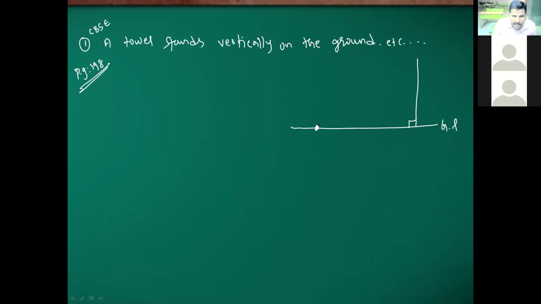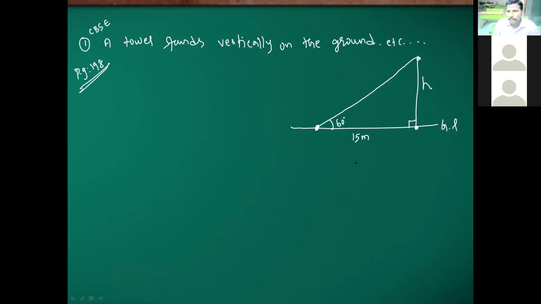So you take any point on the ground, which is 15 meter away from the foot of the tower. They said 15 meter away from the foot of the tower. The angle of elevation of the top of the tower is found to be 60 degree. From the point to the top of the tower, they said the angle of elevation is 60 degree. So give here 60 degree and draw the line. Find the height of the tower. We have to find the height of the tower.